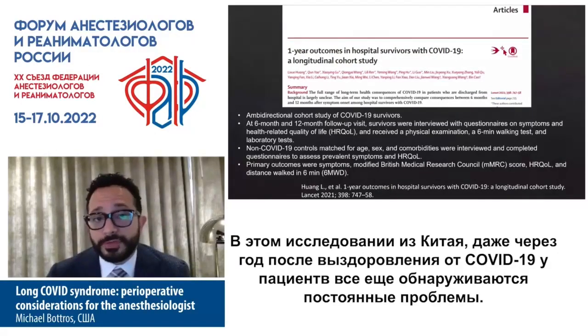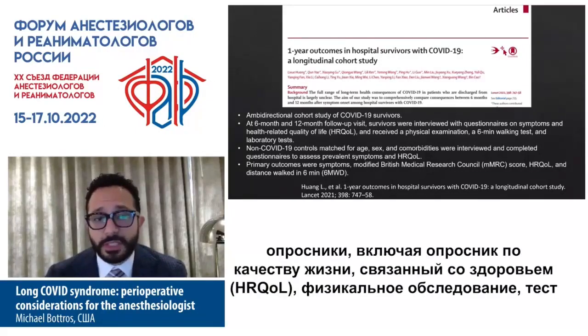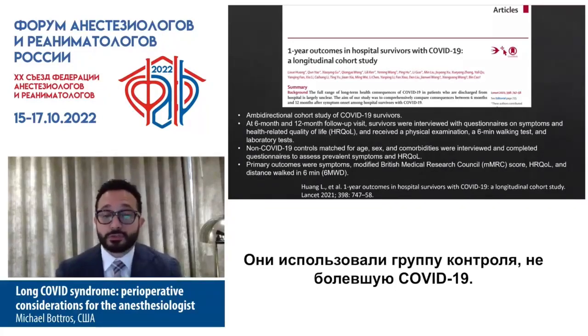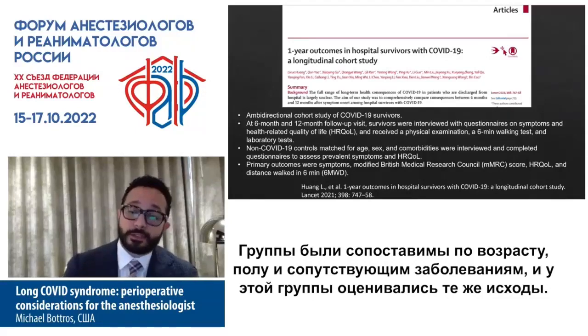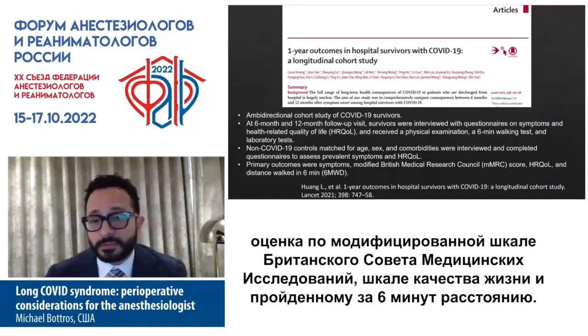One year out from COVID-19, in this study from China, we find continued problems. They looked at 6-month and 12-month post-discharge visits, and they used different questionnaires, including health-related quality of life, physical examination, a 6-minute walking test, and a number of laboratory tests. They used non-COVID-19 controls matched for age, sex, and comorbidities, and they did the same sort of outcomes. The primary outcomes were the symptoms, the modified British Medical Research Council score, quality of life, and distance walked.